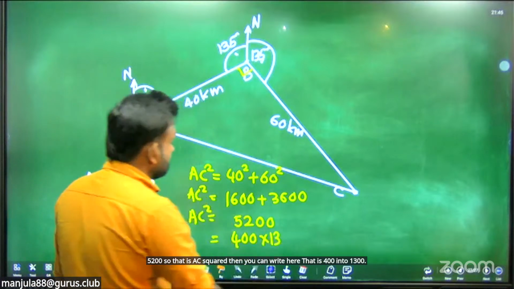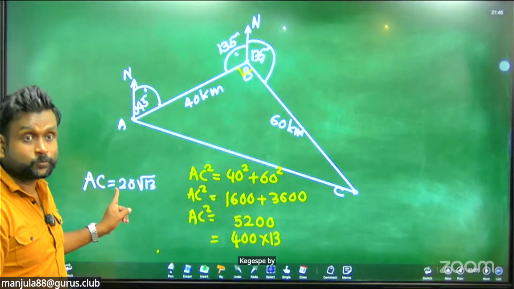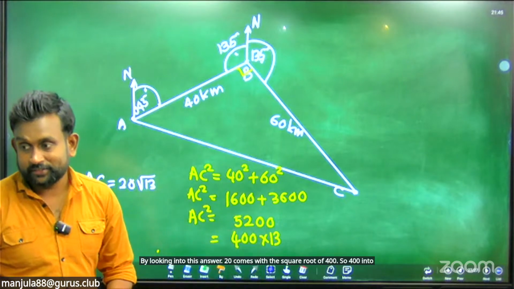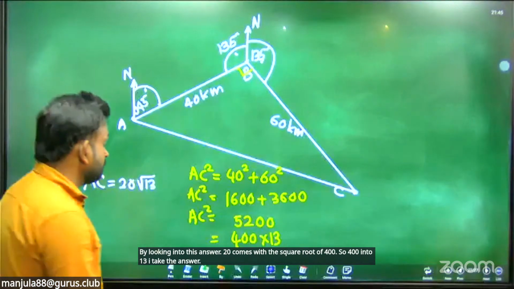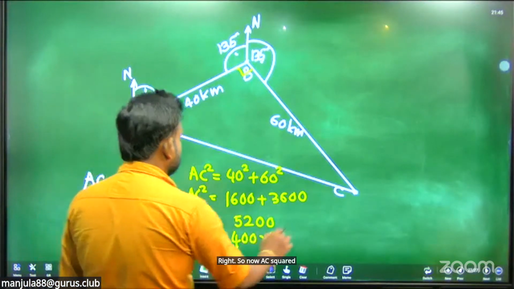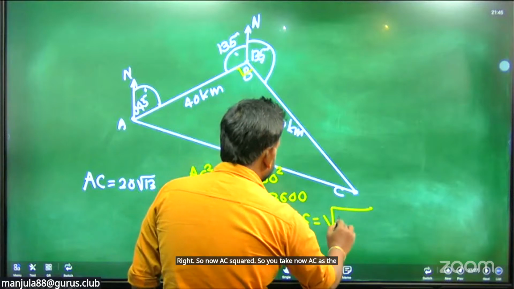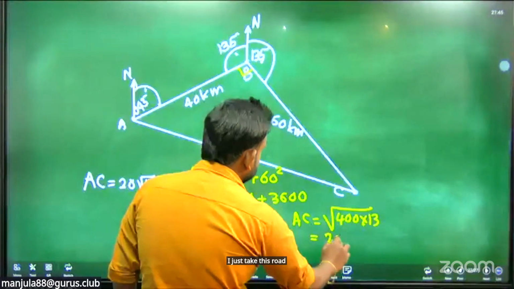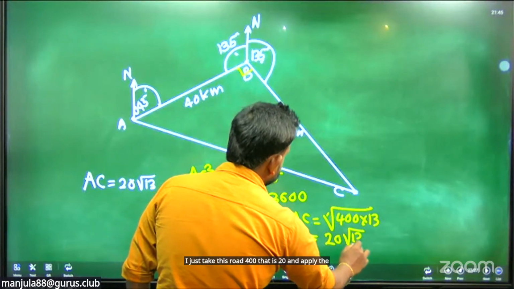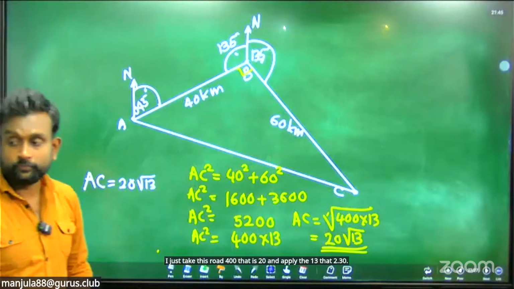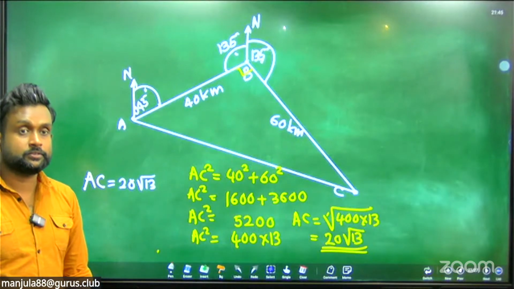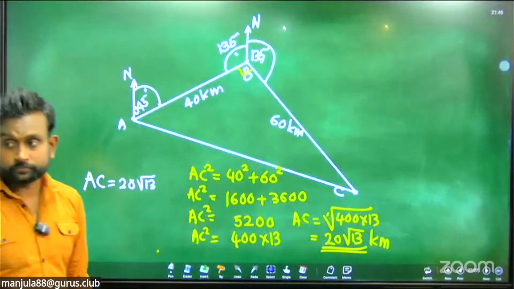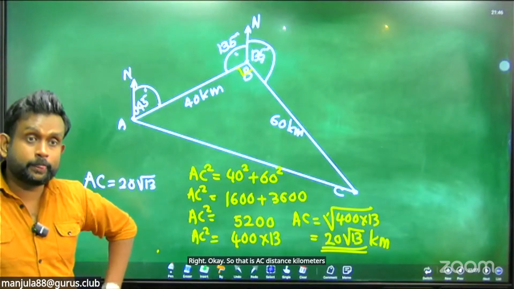How did I guess that? By looking at this answer. 20 comes from the square root of 400. So 400 into 13, I take the answer. Right. So now AC squared. So you take AC as the square root of 400 into 13. I just take the square root of 400, that is 20, and keep the root 13. So that is the AC distance, in kilometers.